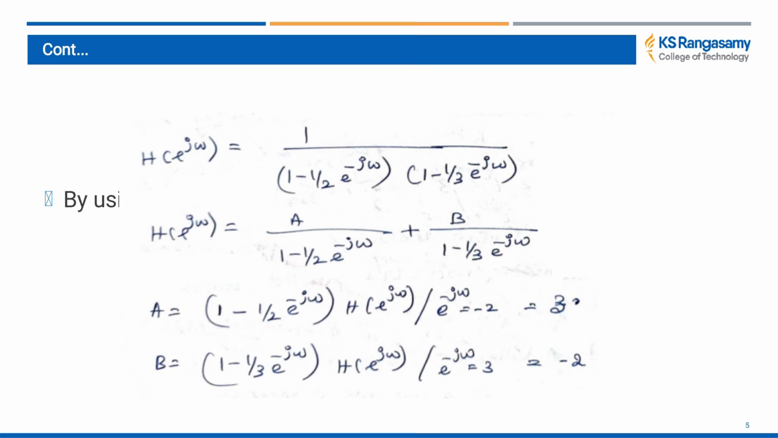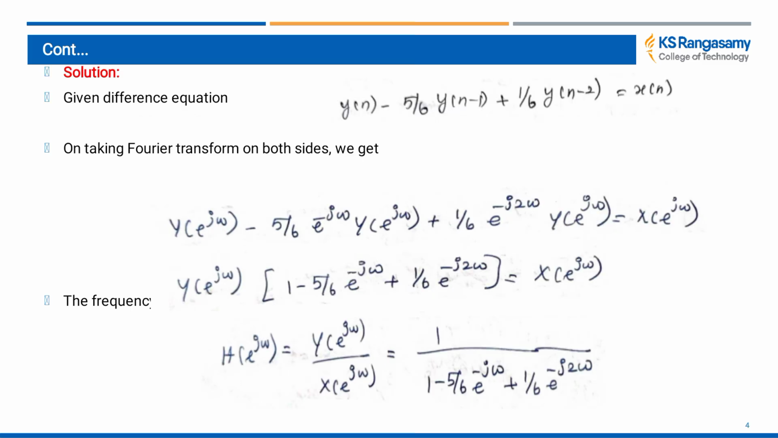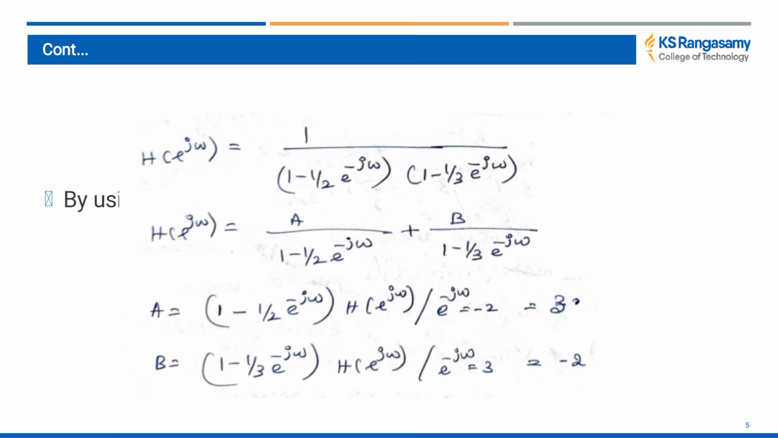So we have a divided by 1 minus 1 by 2 e power minus j omega plus b divided by 1 minus 1 by 3 e power minus j omega. For calculating the coefficient a, we multiply that particular term into H of e power j omega. So substituting e power minus j omega equal to 2, on substituting, we have a equal to 3. Now we calculate the next term, b.